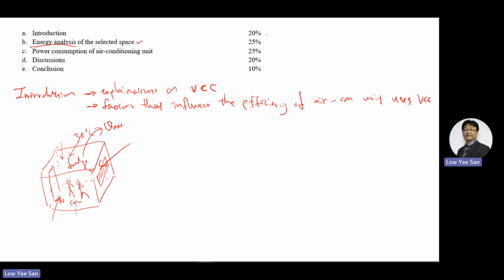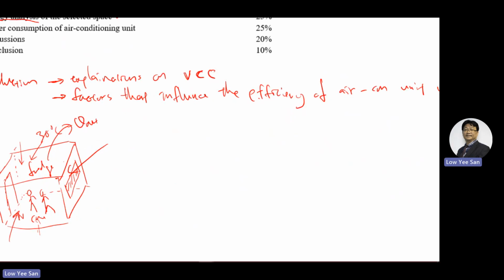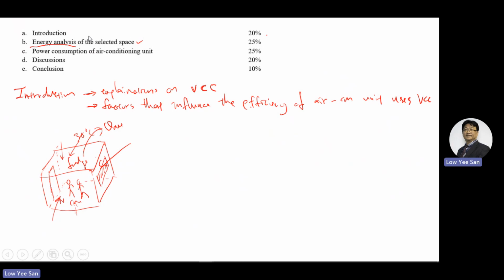Okay, so conclusion. Then you need to give a conclusion based on your analysis: what horsepower aircon should be used, and whether your calculation and effort put in are able to help you answer the question of the assignment. Basically just conclude. So nothing much there.